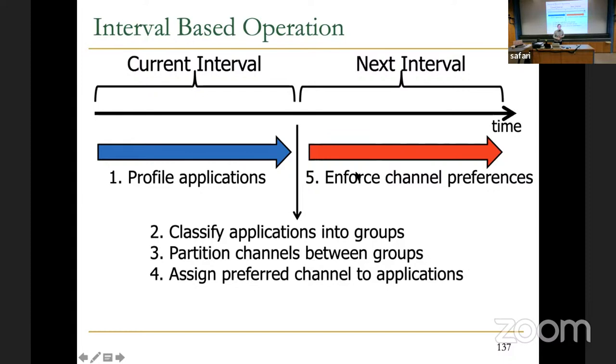So an application that may be classified one way may change to be some other way, assuming it accesses things in a different way. Hopefully it will be allocating new pages, but if it doesn't allocate new pages, its behavior may change as a result. So if the behavior of an application is not stable, you may not get a lot of benefits. You may have actually enforced the wrong channel preference. That's one of the potential downsides we will see.